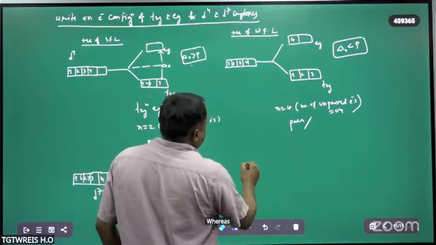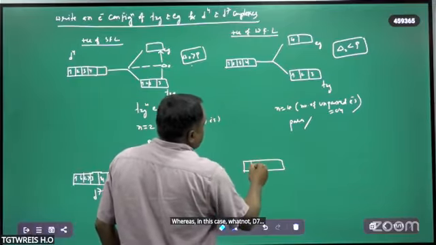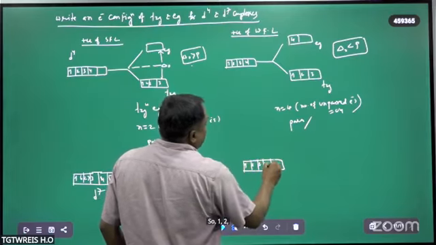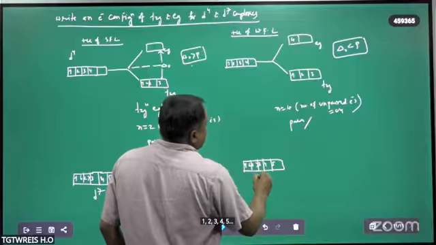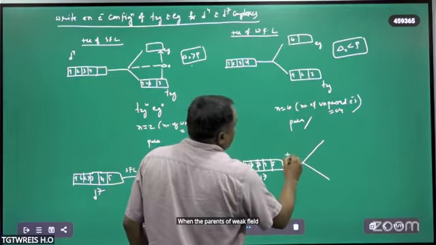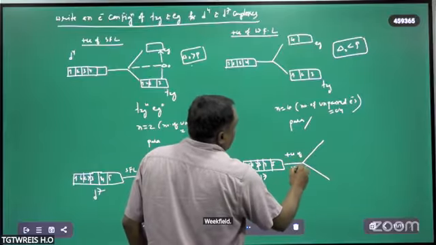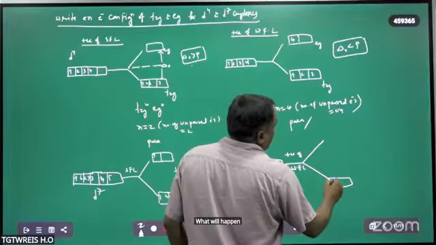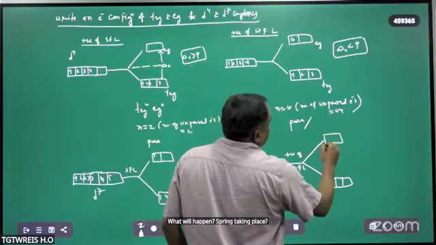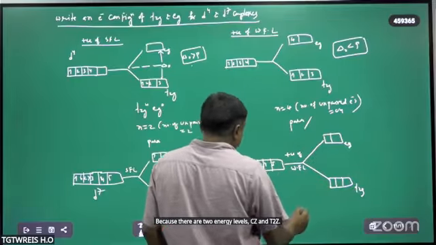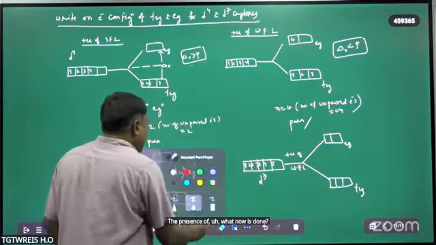Whereas in this case, d7: 1, 2, 3, 4, 5, 6, 7. This is the d7. In the presence of a weak field ligand, what will happen? Splitting takes place. These are the two energy levels, eg and t2g.